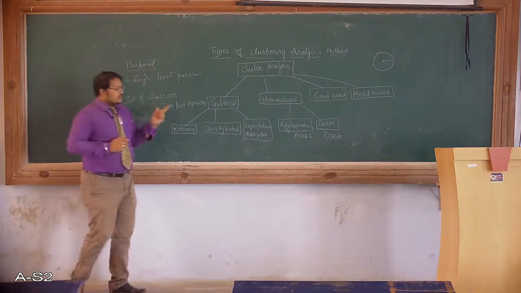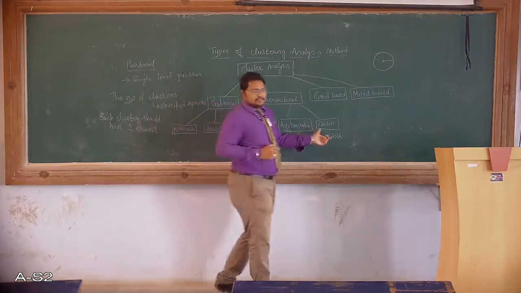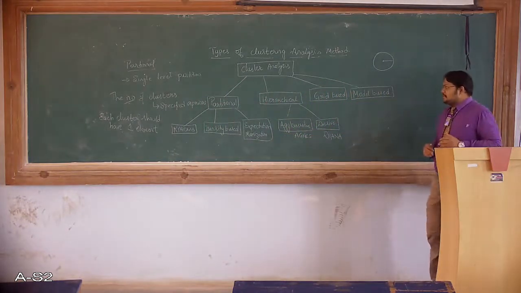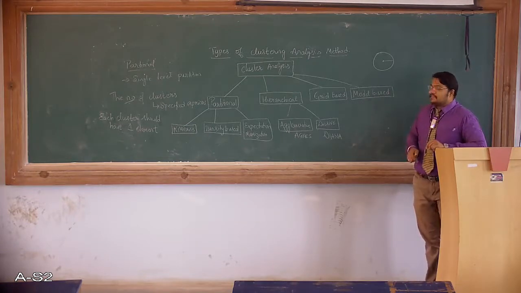So here in this hierarchical clustering, we have two things. One is agglomerative and one is divisive clustering. So what is this? We'll be looking out in the coming sessions. So next we have grid based and model based. These things also will be taken care in the coming sessions.